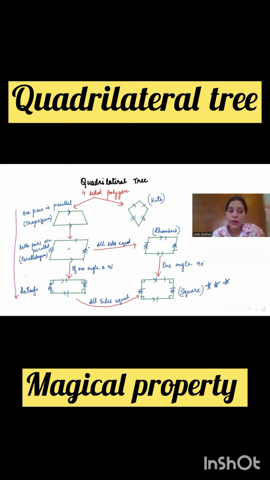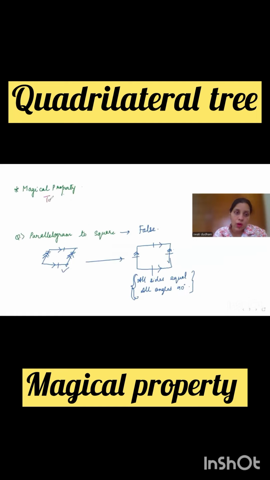False means every trapezium is a parallelogram? False. You're coming from top to bottom. Every parallelogram is a rectangle? False. Top to bottom, false. Because why? Special property adds. Go from bottom to top. All the statements are true.